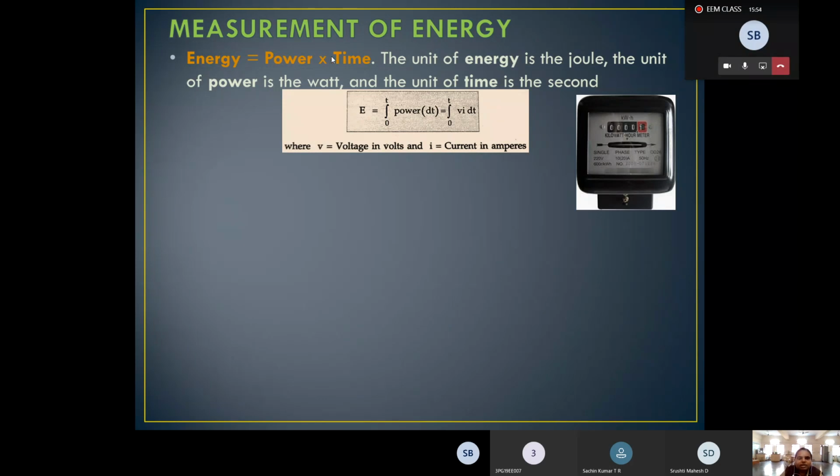The power consumed by the device with respect to time is what we call energy. The unit of energy is joules, the unit of power is watts, and time is in seconds. The equation is E equals the integral from 0 to t of P dt, and power in terms of voltage and current gives E equals the integral of V I dt.